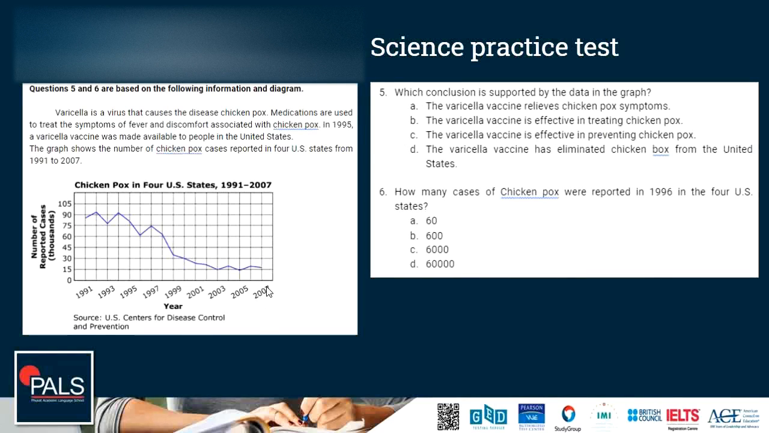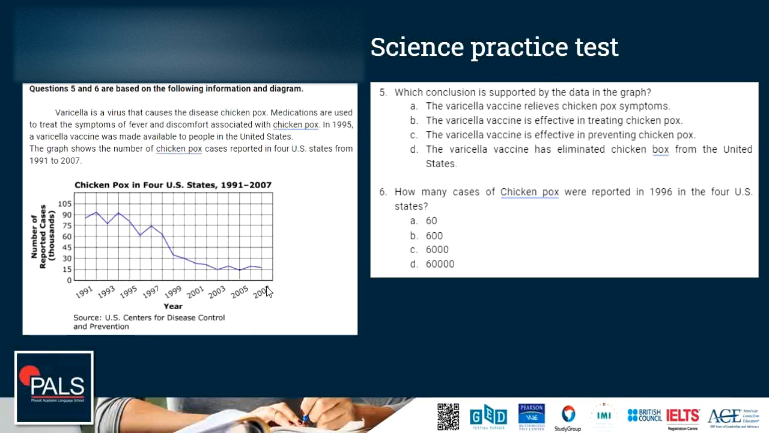All right, questions 5 and 6 are based on the following information and diagram. Varicella is a virus that causes the disease chickenpox. Medications are used to treat the symptoms of fever and discomfort associated with chickenpox. In 1995, a varicella vaccine was made available to people in the United States. The graph shows the number of chickenpox cases reported in 4 US states from 1991 to 2007.